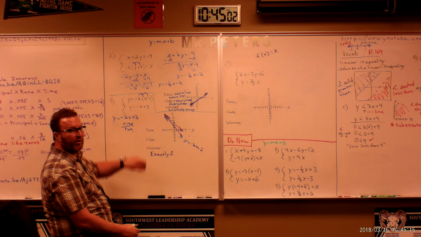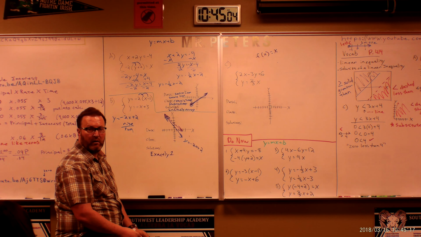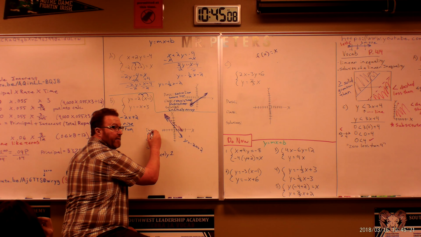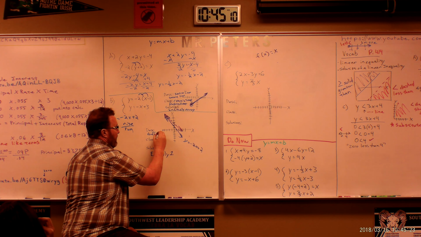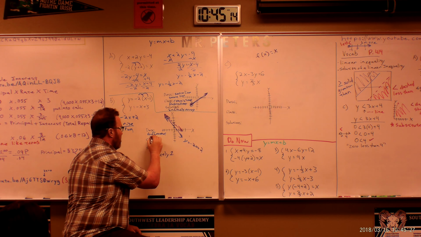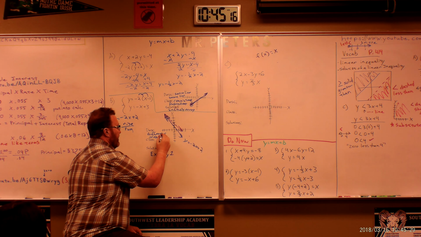Okay, what's our description here? Different slopes. Different lines? Yep. Remember, description is just describing the lines. So different slopes, different lines. On the first one, isn't it same line, same slope?